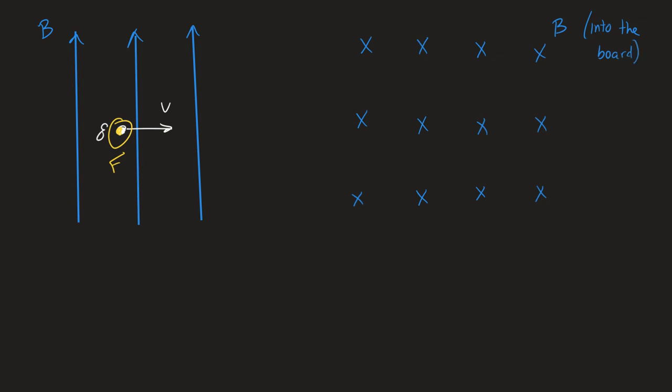A field of x's like that. And let's say my charged particle has a velocity that is downwards. So right-hand rule would say the force will be this way. Nope. This way. There we go.